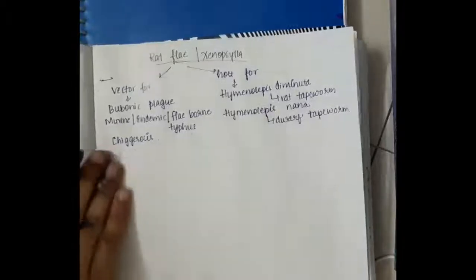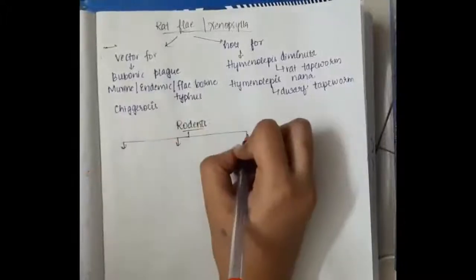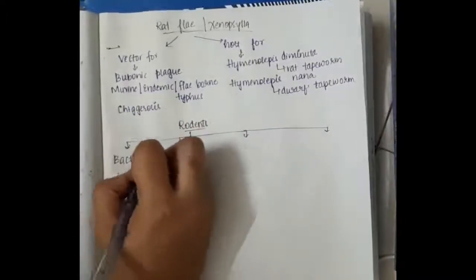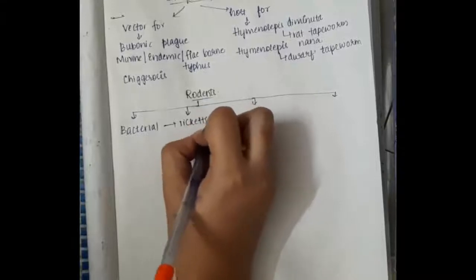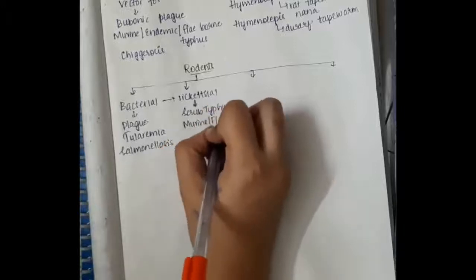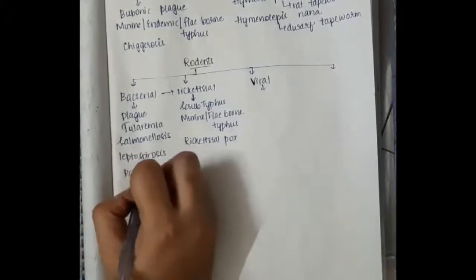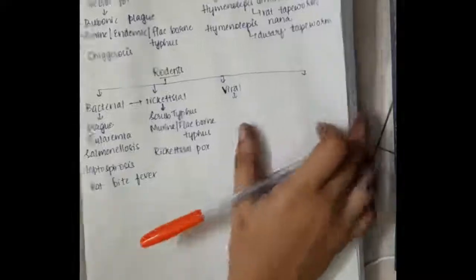Then rodents. Rodents are vectors for different diseases. In the bacterial diseases, they are vectors for plague, tularemia, and salmonellosis. In the rickettsial diseases, they are vectors for scrub typhus, murine flea typhus, and rickettsial pox. Also some bacterial diseases like leptospirosis and rat bite fever.